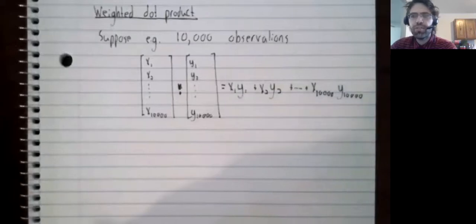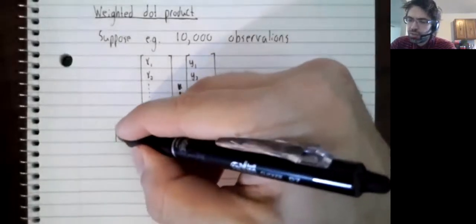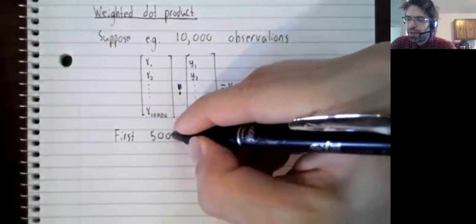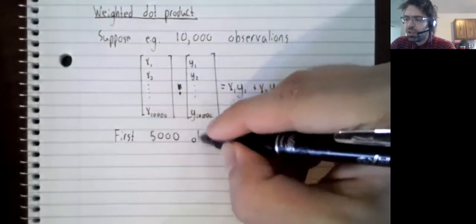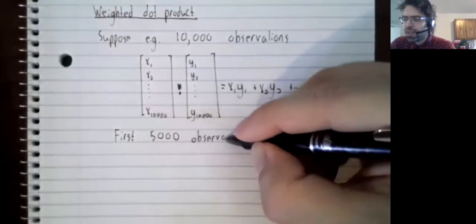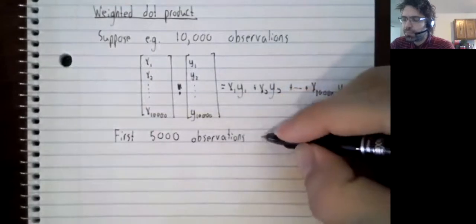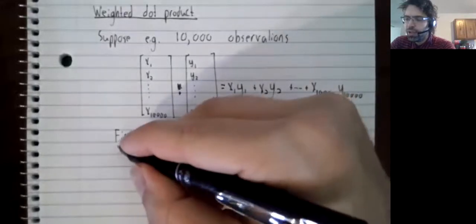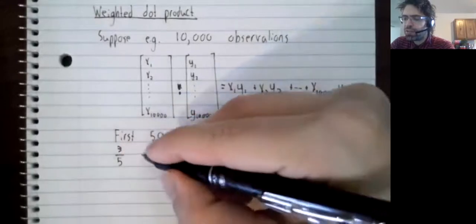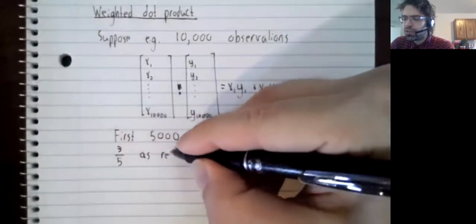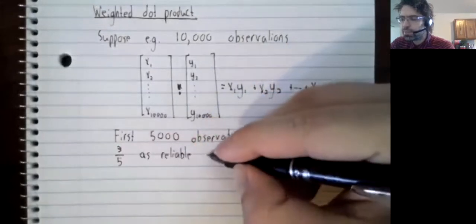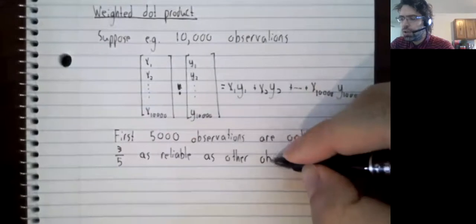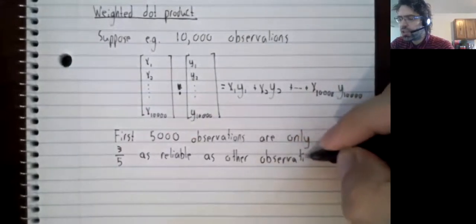However, let's make the following declarations. The first 5,000 observations are only 3/5 as reliable as the other observations.